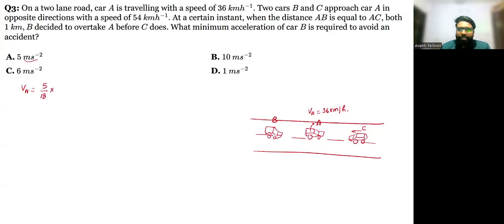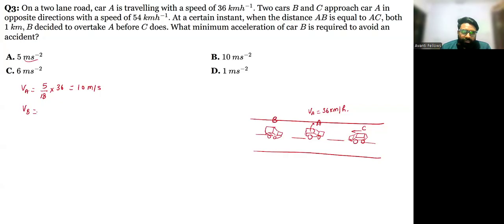So you need to remember it. If you want to convert kilometer per hour into meter per second, you need to multiply by 5 by 18. If you want to do the opposite, like convert meter per second to kilometer per hour, then you have to multiply with the inverse of 5 by 18, which is 18 by 5. So 5 by 18 into 36 will become 10 meter per second.